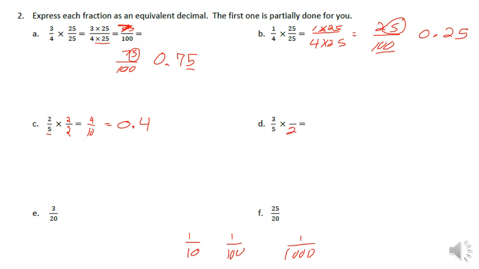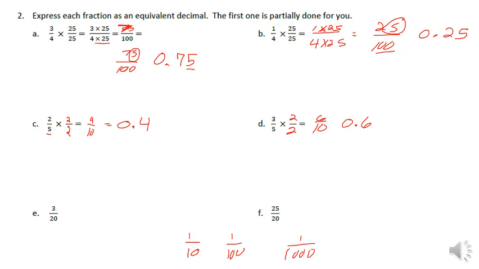On D, once again, we're looking 5 times 2 is 10. And you're always trying to go to the smallest one. That's going to give us 6 tenths. And the 6 is in the tenths place, so the first one is a tenths place, so it'll be 6 tenths.